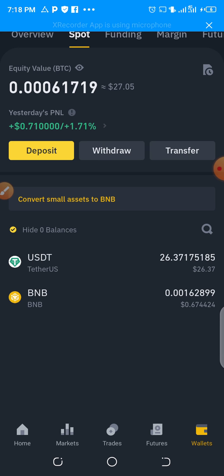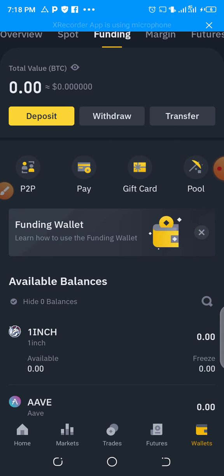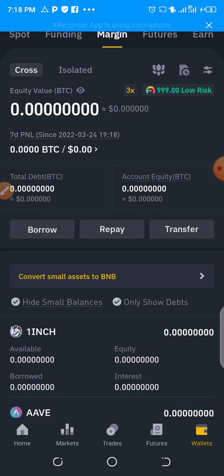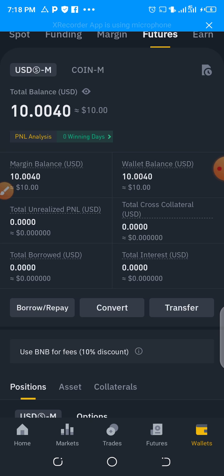At the top, after overview, you see spot, funding. As you scroll, you see margin. Move down again, you see futures. Now we're in the futures wallet. We find that the $10 I transferred is in my futures account. So now let's go back to the main tutorial.